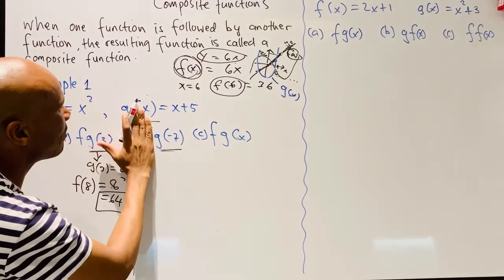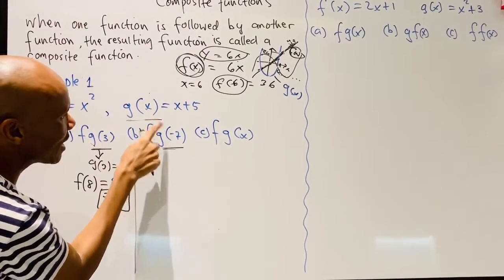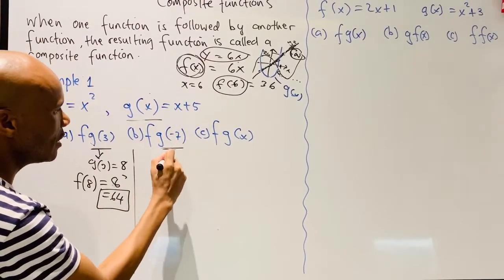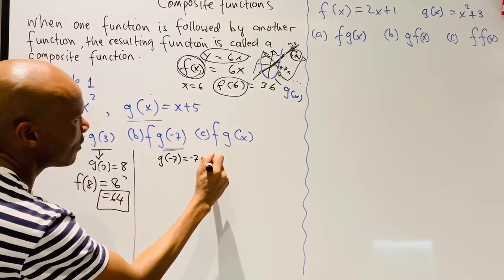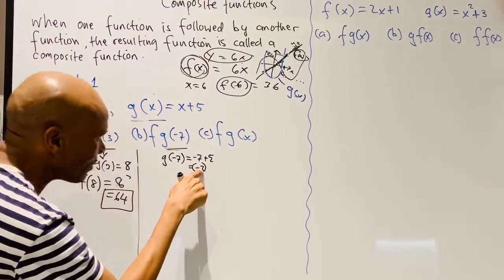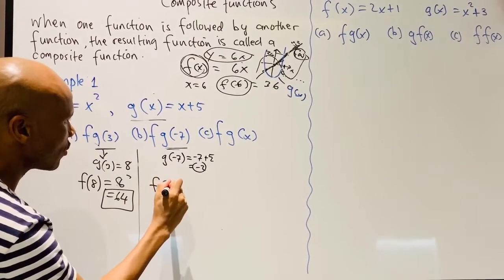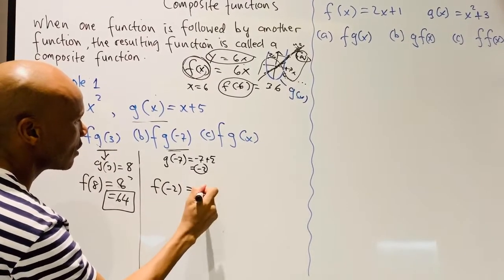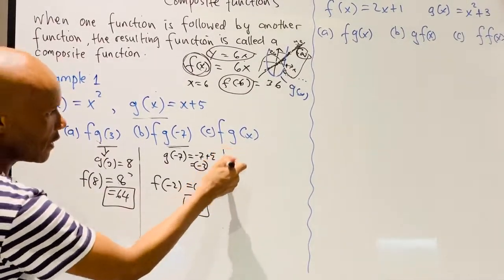G at minus 7. So what is g at minus 7? So when you substitute x for minus 7, you are going to get minus 2, right? So g at minus 7 is minus 7 plus 5, and then minus 2. Now you're going to take this minus 2 and substitute it into f. And f is x squared. So, right? Minus 2 squared is equal to 4. Okay?